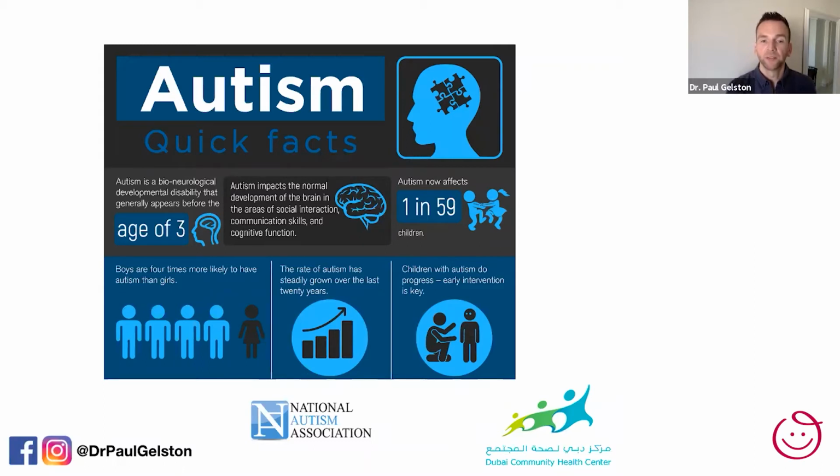Obviously, we know that the rate of autism and the number of people being diagnosed with autism is increasing over time. It was previously a much less heard of disorder, whereas now it affects 1 in 59 children. And of course, children with autism do progress and they can have a bright future, but really early intervention is essential. And the sooner you can intervene and try to support a child, the better it is for them.